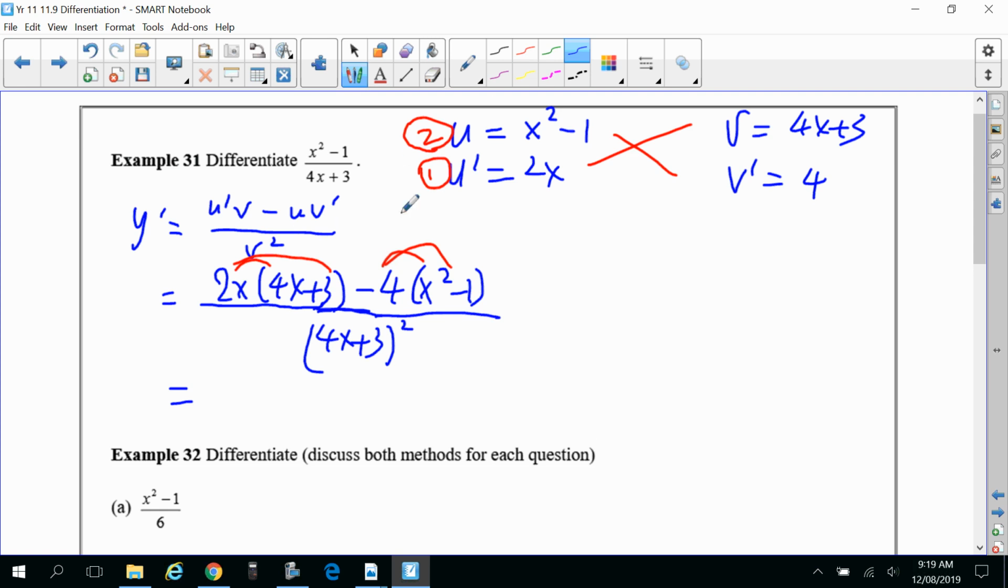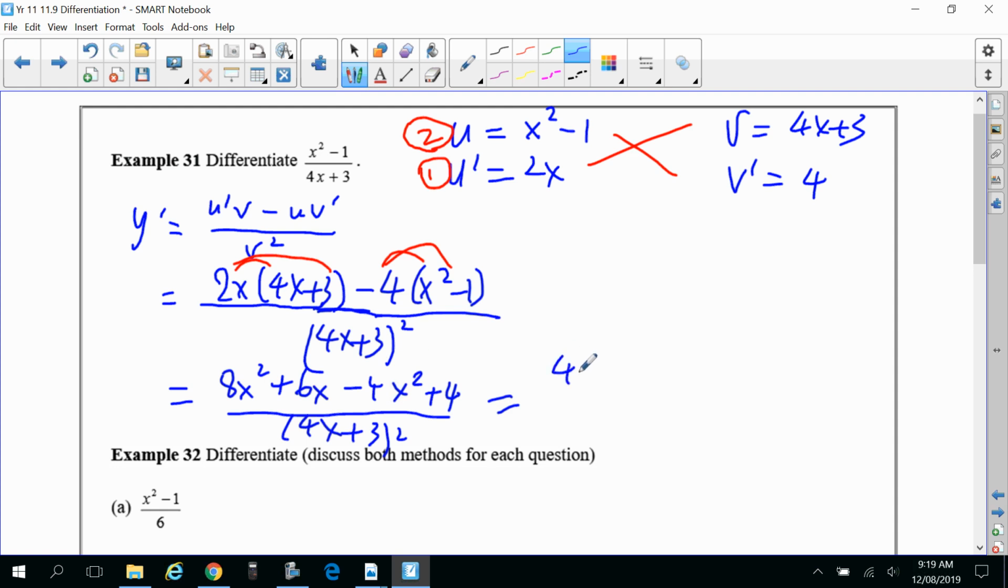All right. 8x² + 6x - 4x² + 4. Collect like terms. This time the x didn't get cancelled, so you get 4x² + 6x + 4. Oh, do I need to factorize the quadratic? I don't think so. I don't think it ever cancels. All right, pretty easy, right? You can just leave it like that. Any question?